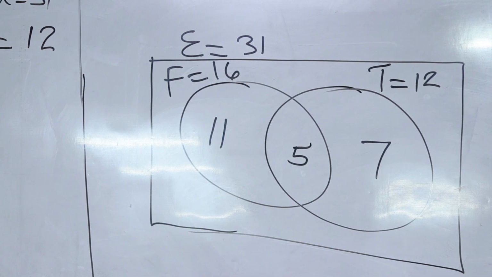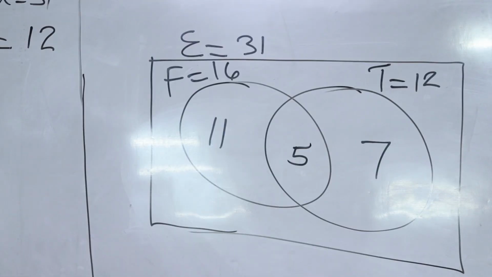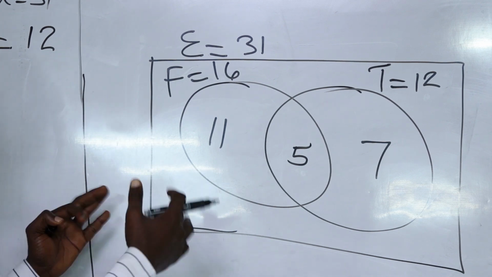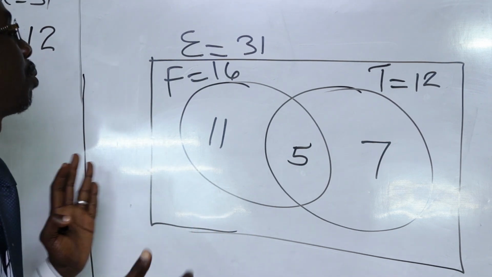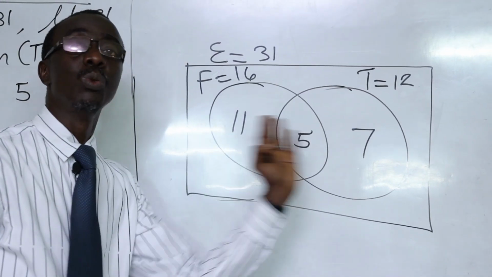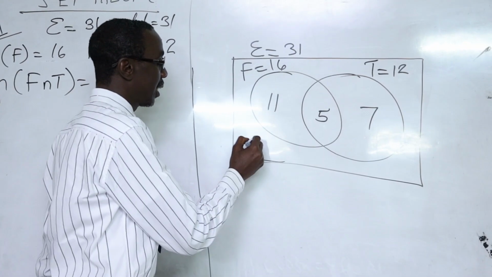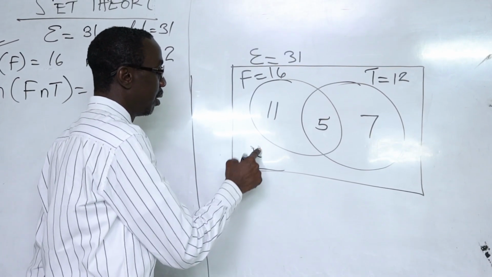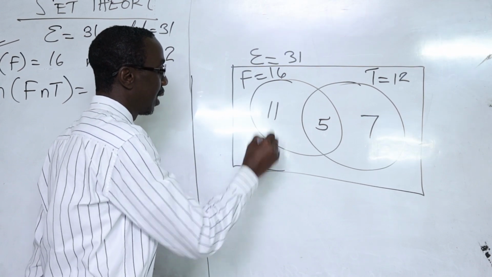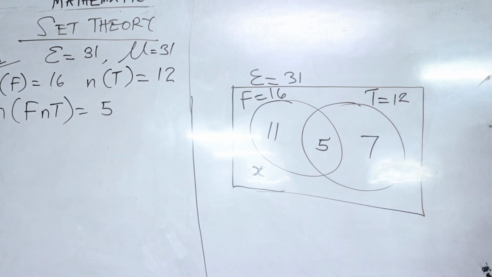None of the games. How do we interpret none of the games? None of the games here is a signal that there is still the possibility of having some students inside this box, but they will never be found in these two circles. That means I have a student outside. I don't know them, but I can represent that student with X. And that is when my diagram is complete.